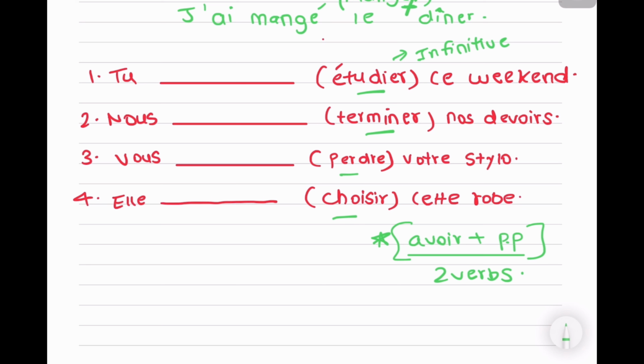First thing is that we're going to put avoir. That means avoir will be there in every single sentence. And the main verb, past participle, this is your main verb. The verb given to you in the bracket is your main verb. Étudier, terminer, perdre, choisir, that is your main verb. This is why we call it the main verb. So first thing, we're going to conjugate avoir. Your subject is tu. With tu, it becomes a. With nous, it becomes avons. Nous avons. With vous, it becomes avez. Vous avez. With elle, it becomes a. Elle a. First verb done, then second verb, past participle.